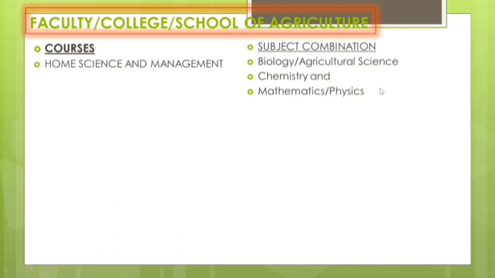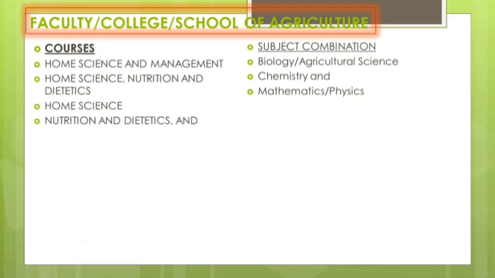For candidates applying for home science and management, home science, nutrition and dietetics, and human nutrition and dietetics. These are your JAMB subject combination.